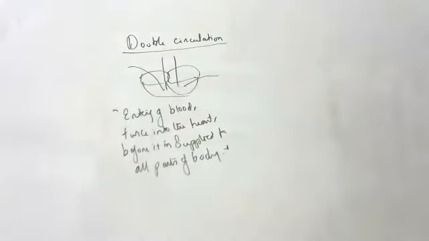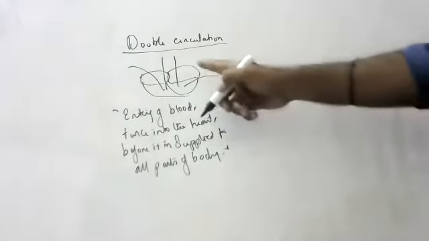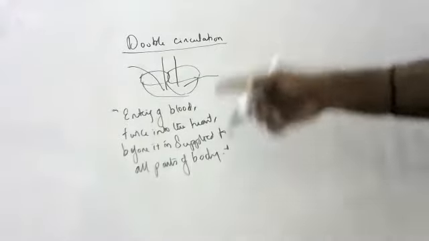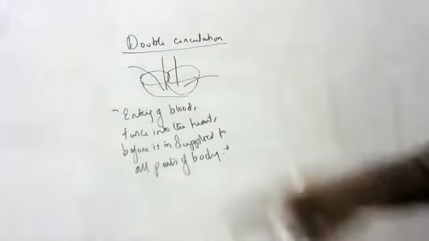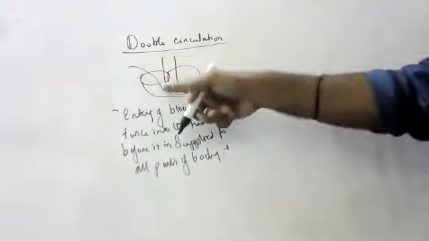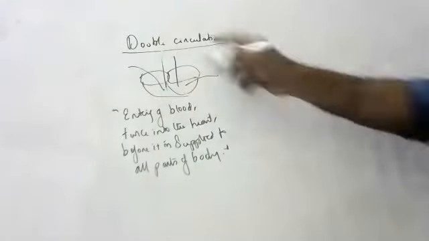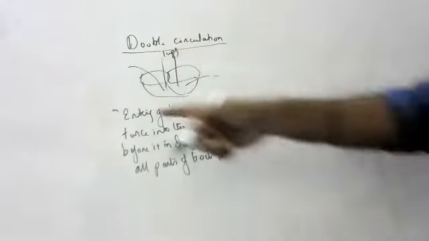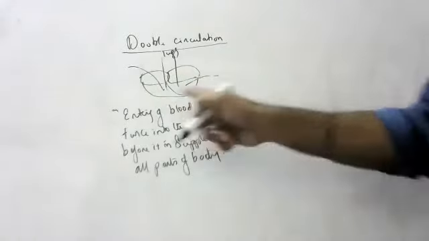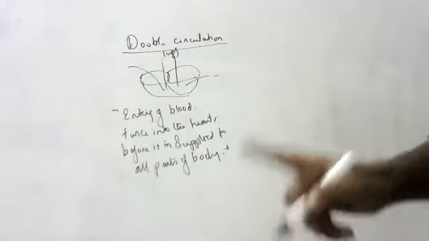That is the definition. When you get this question, you need the definition, diagram, and advantages. Double circulation is the entering of blood twice into the heart. It goes to the lungs, comes back, and then goes out. Entering of blood into the heart twice before it is supplied to all parts of the body.